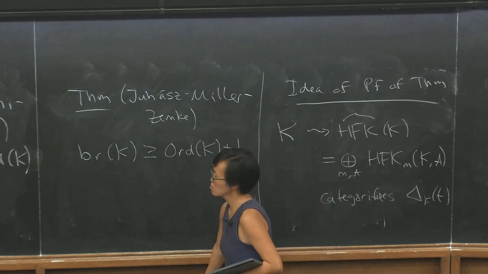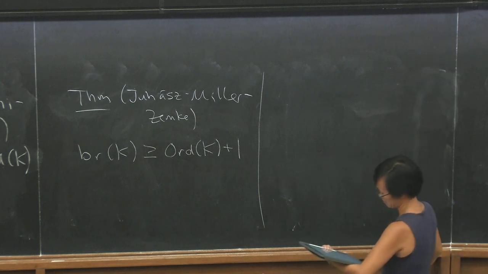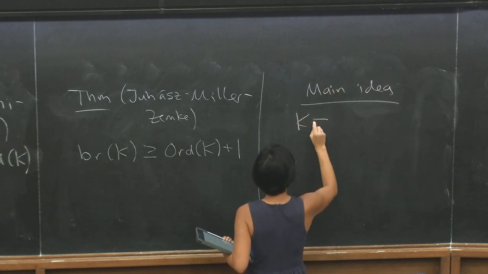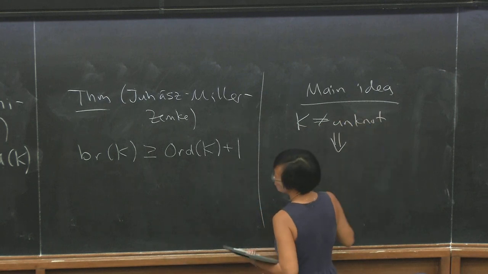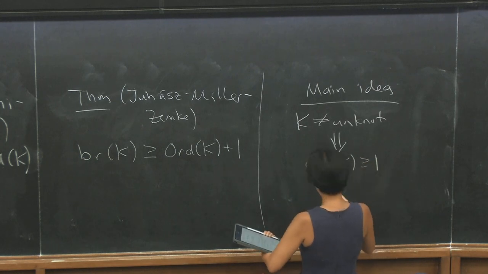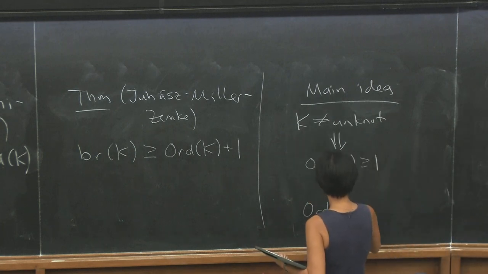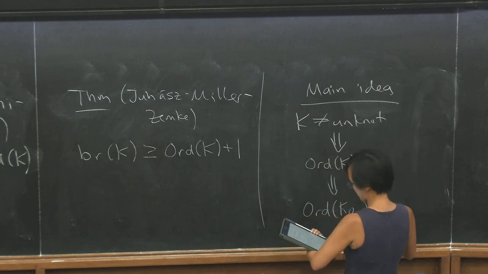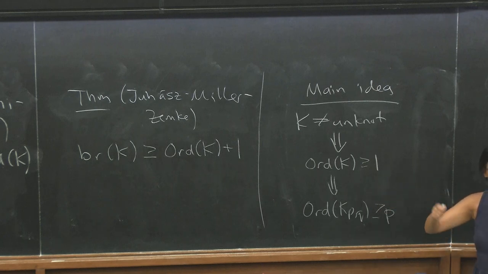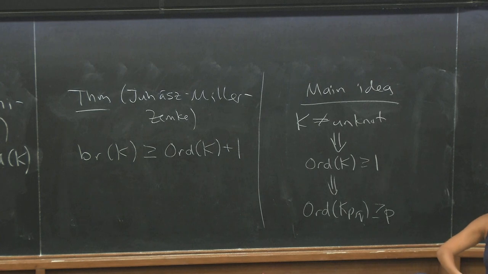Great. Okay, so what's the main idea behind the proof of our theorem? The main idea is that if K is not the unknot, by Ozsváth and Szabó, that implies that the order is at least 1. And then the cabling formula of Hanselman and Watson tells us that the order of the (p,q) cable of K is at least p. So you should think of this as under cabling, things get stretched by a factor of p. And that's analogous to the formula for the Alexander polynomial of a satellite, where you evaluate the Alexander polynomial at t to the p, which stretches the Alexander polynomial.